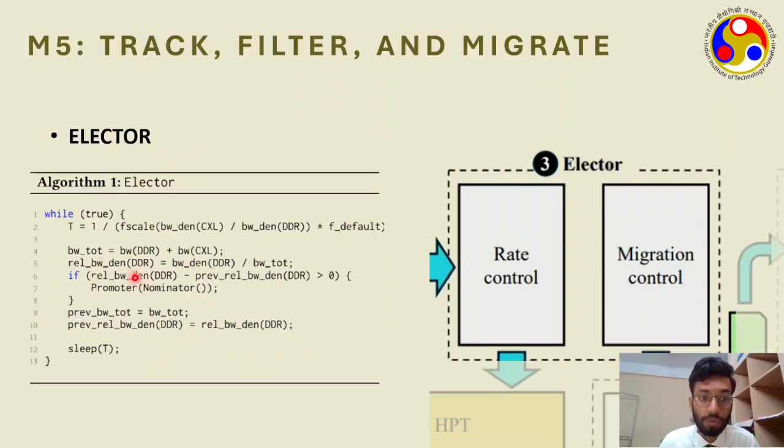So, we promote the addresses or the pages which were actually nominated by the nominator. Once this promotion is done, we make ourselves ready for our next iteration. Our previous bandwidth total will now become the current bandwidth total, and our previous relative bandwidth density of the DDR DRAM will become our current relative density. After this, we sleep for t units of time, which was calculated using scaling of our default frequency. With this, we have elected the ones which need to be migrated.